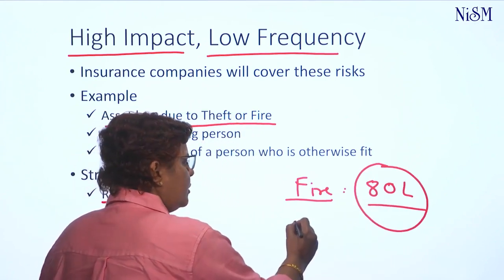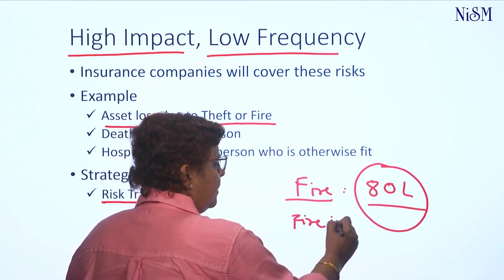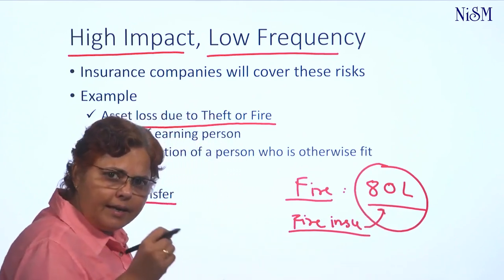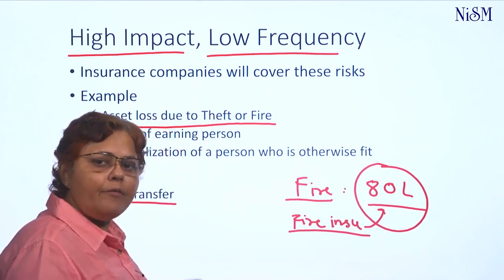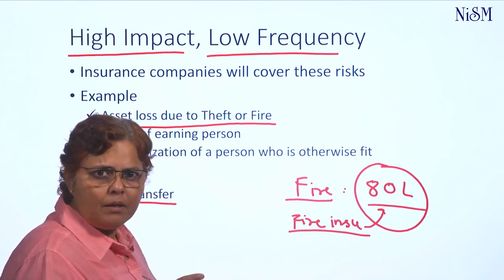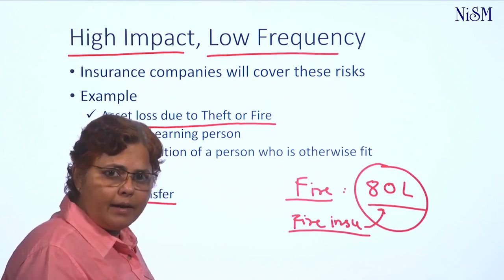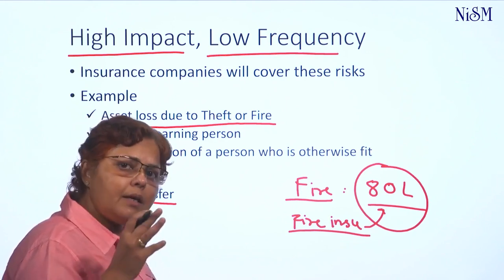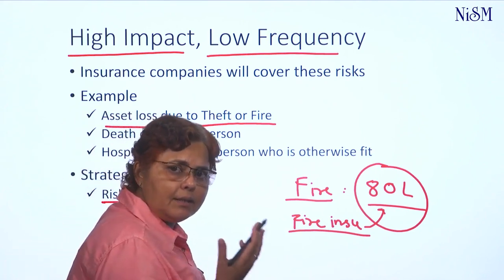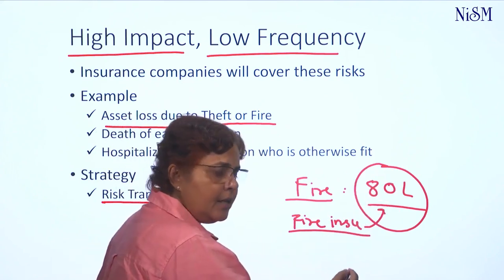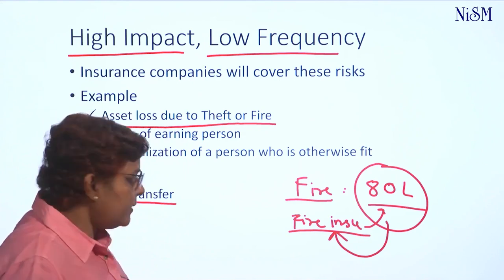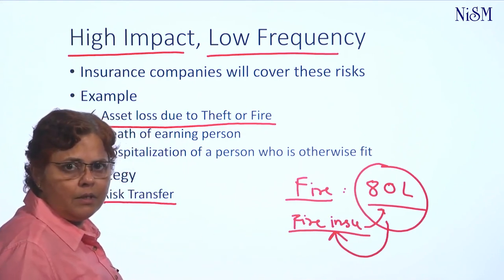He is taking fire insurance. In the fire insurance, he declares that he has property inside the house worth 80 lakhs, and every year he pays money to the insurance company, which is called premium. If something happens and fire damages his property, the company will bear the cost. So the risk of taking the burden of 80 lakhs, he has transferred to the insurance company. That is called risk transfer.